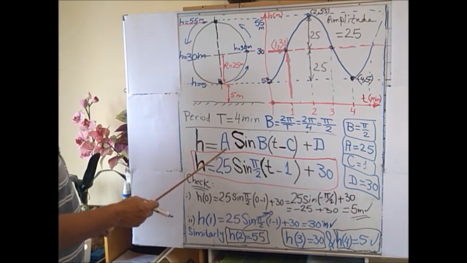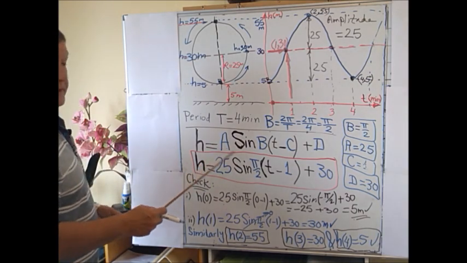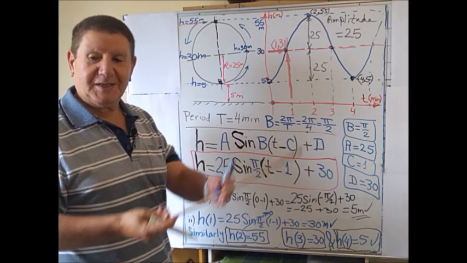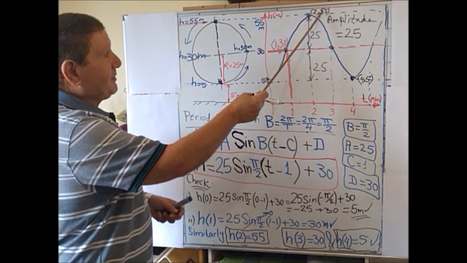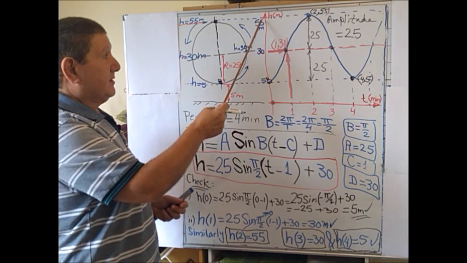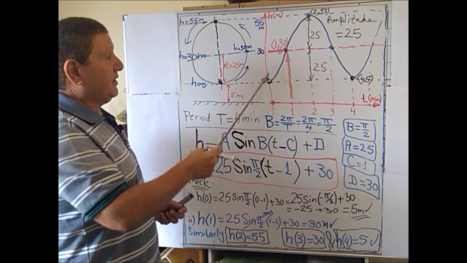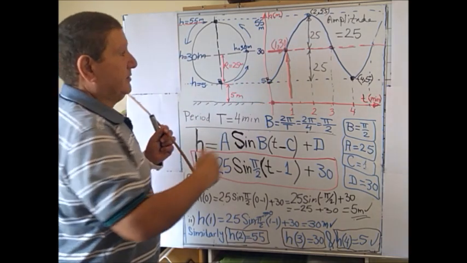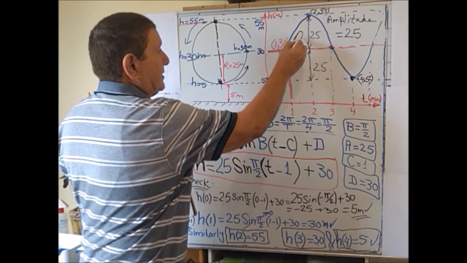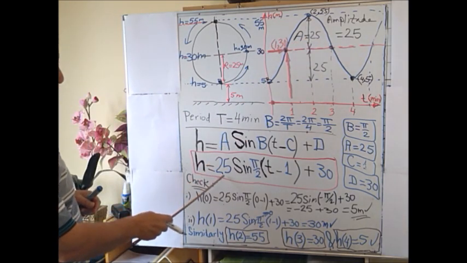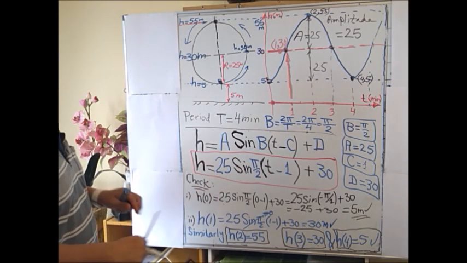Now, A is the amplitude. What is A? A is the amplitude of rotation, that is halfway between the maximum and the minimum. The maximum is 55 and the minimum is 5. The difference is 50, divided by 2 gives 25. That is this distance. This is A. So A is 25, so substitute here: h equals 25 sine. What is B?